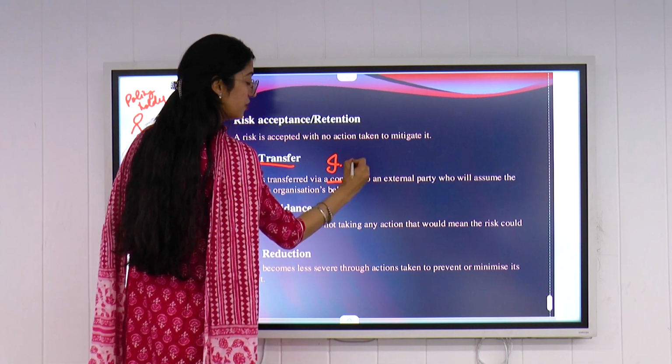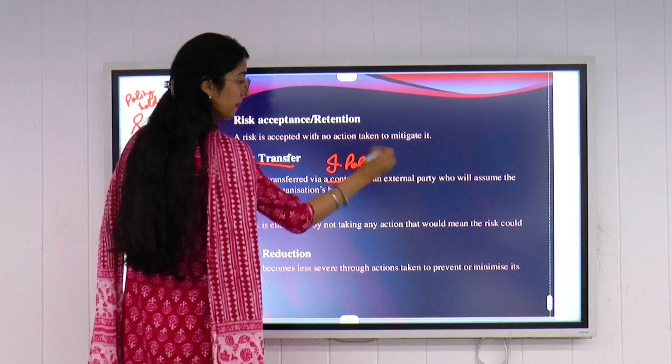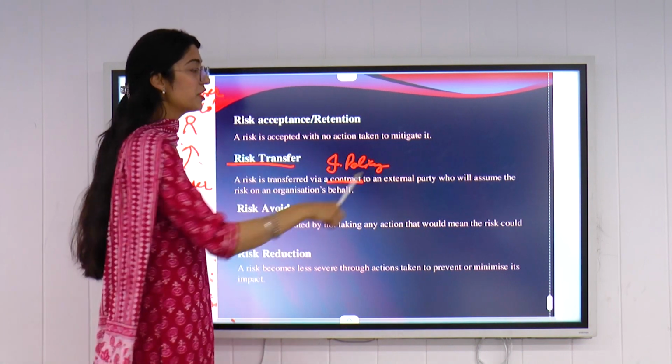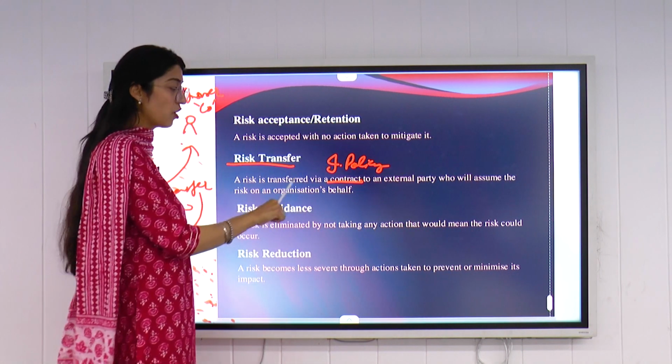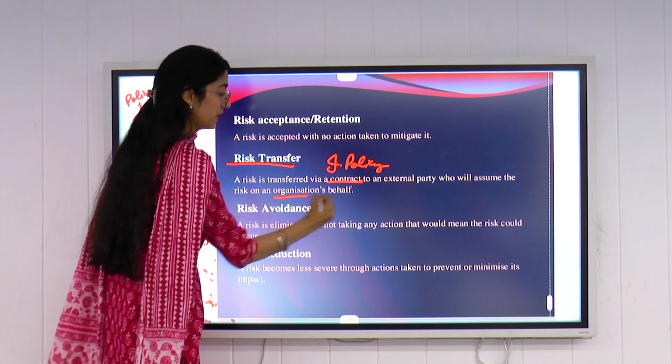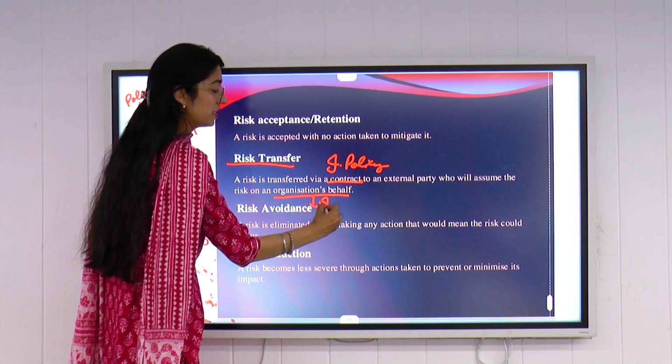जो क्या होती है? Insurance policy थी हमारी, to an external party who will assume the risk on an organization's behalf. So insurance, on the organization's behalf, that is basically the insured.